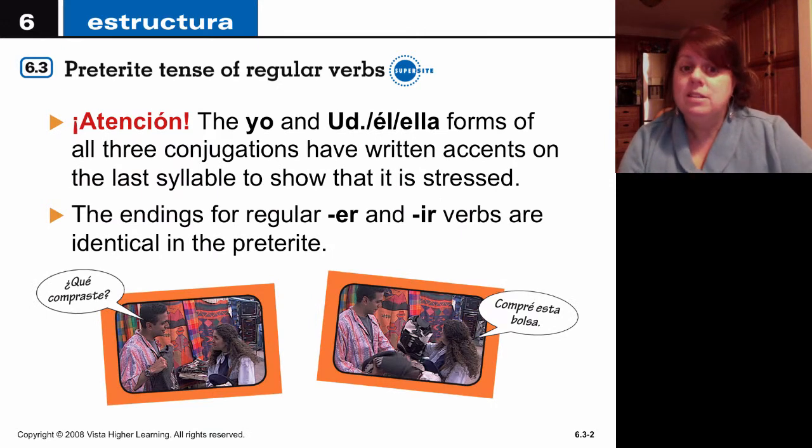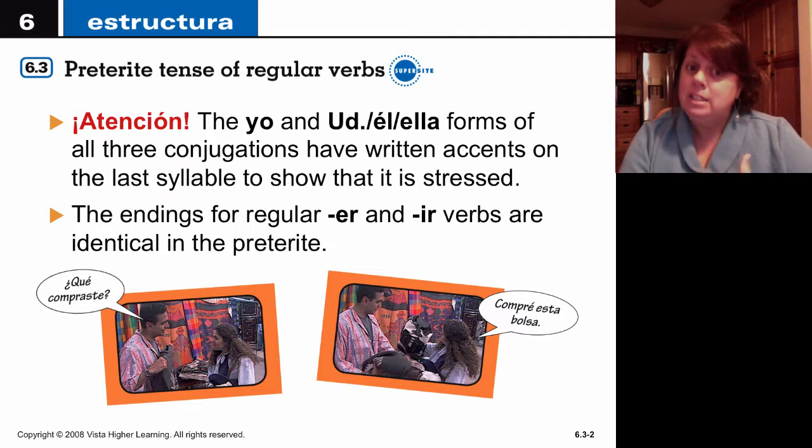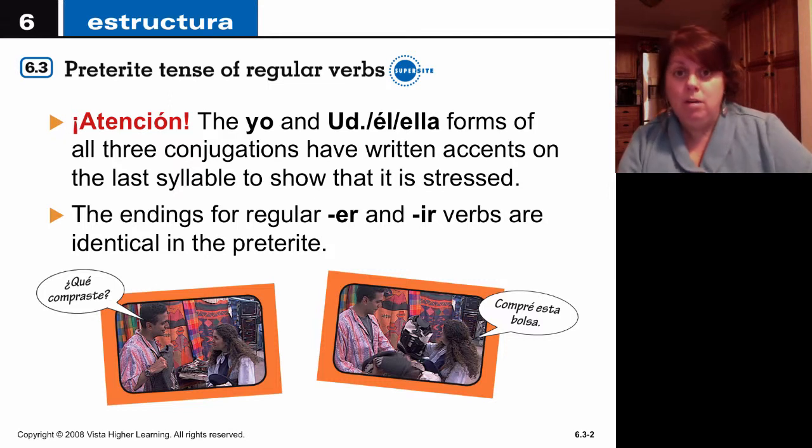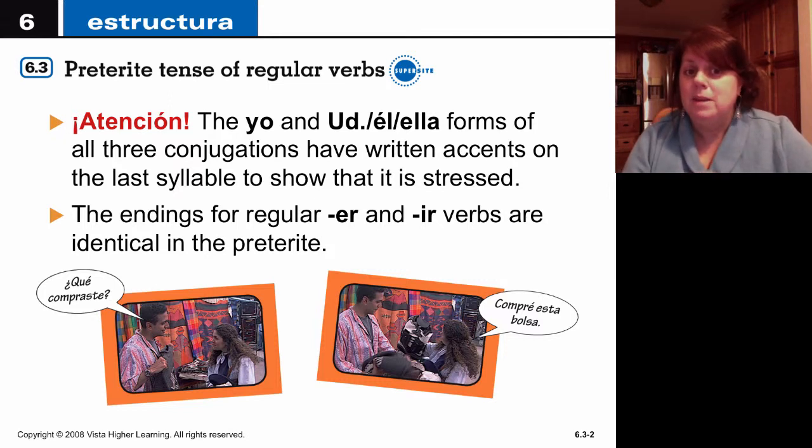Okay. Atención, the yo and the usted, él, ella form, the first person singular and the third person singular of all of these conjugations have written accents on the last syllable to show that it's stressed. I want you to think about the fact that I speak is said hablo, H-A-B-L-O, but he spoke is habló. The accent on the O makes you emphasize that final syllable. So if I say hablo, I'm saying I speak. If I'm saying habló, él habló, I'm saying he spoke. So be sure that you note that accent and make it every time on that word.